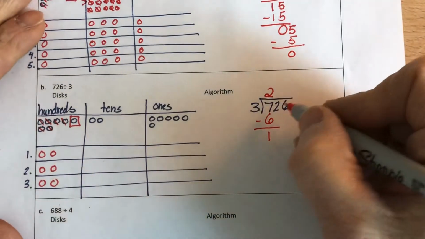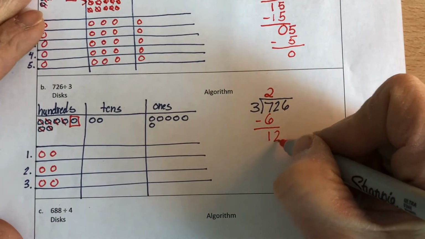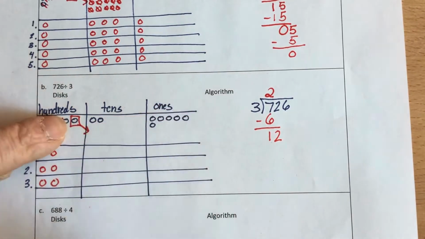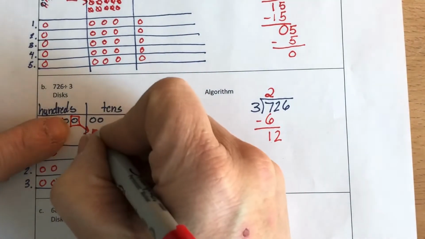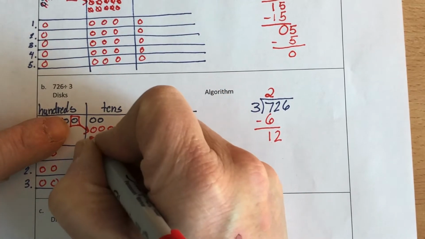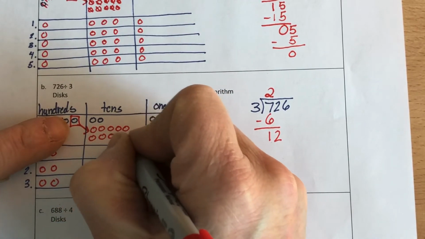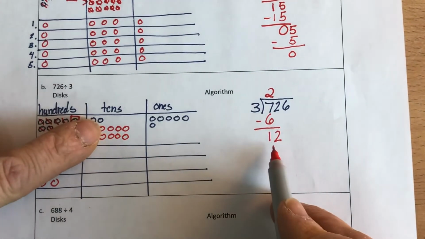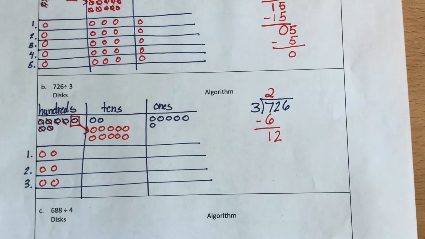All right, so I drop down this 2 to make 12 tens. Over here, I've got to decompose this hundreds into 10 tens. Okay? 1, 2, 3, 4, 5. 1, 2, 3, 4, 5. There's 10 there and 2 there. That's 12 tens, and that's what that 12 stands for. Okay? It's 12 tens. So now 3 fits into 12.